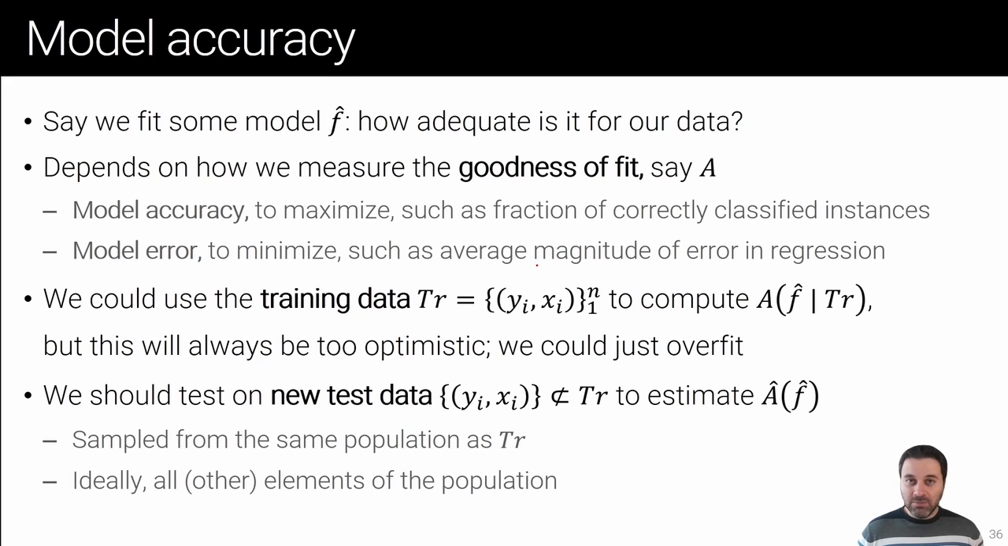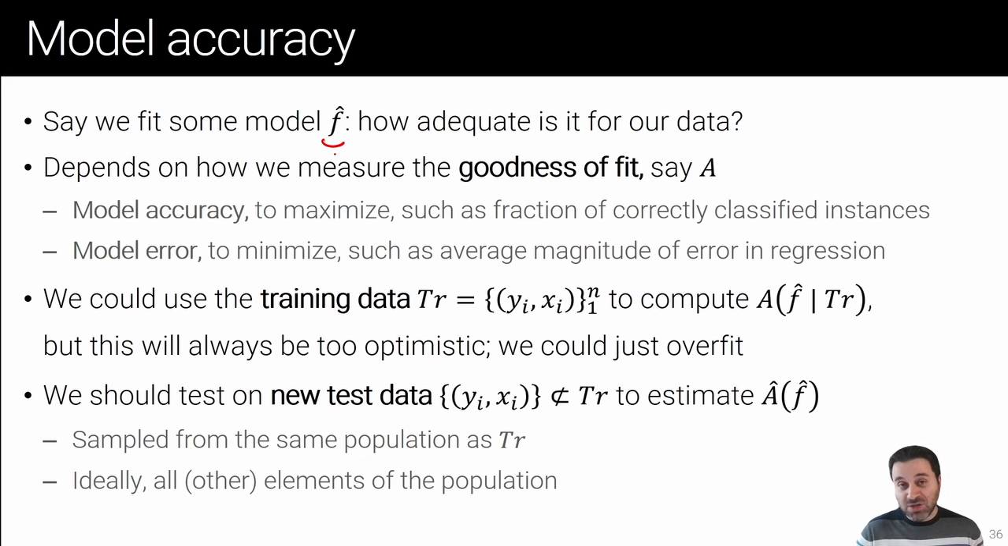When we talk about building a model and figuring out whether it's a good model or not, whether it's too complex or too simple, we make decisions based on what we call the model accuracy or the goodness of fit. So, say we have some estimated model f hat. The question is, is it a good model for our data? Now, depending on how we measure the goodness of fit, we do one thing or another.